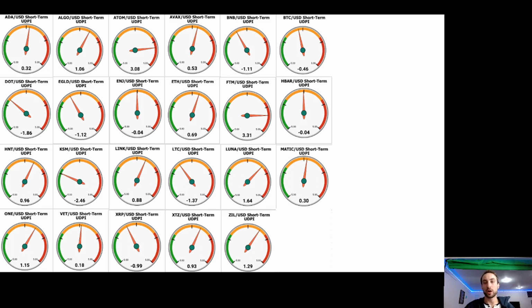If we just look at Bitcoin on its own, sitting at minus 0.46, pretty neutral territory, really not too much of an edge to be had, although that's creeping down, obviously, as the price does.